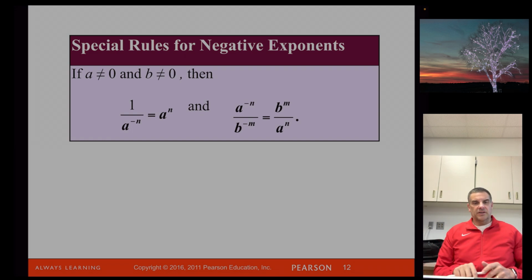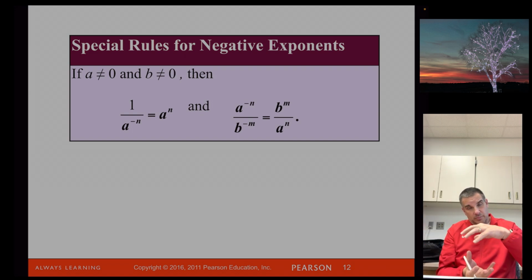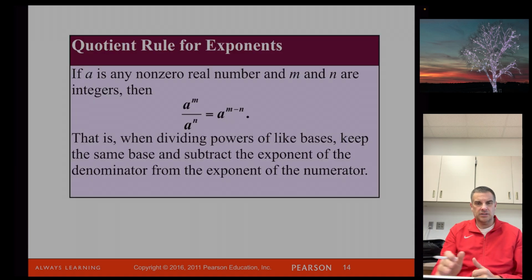Okay. Special rule for negative exponents: 1 over a to the negative n is a to the n, and a to the negative n over b to the negative m is b to the m over a to the n. So just flip them. If they're negative in the denominator, move it to the numerator and make it positive. If it's negative in the numerator, make the exponent positive on the bottom. Okay. Quotient rule. So the multiplication rule was that if you multiplied, you added the exponents. The quotient rule says if you divide, you subtract the exponents. And you're always going to go the bigger one minus the smaller one.